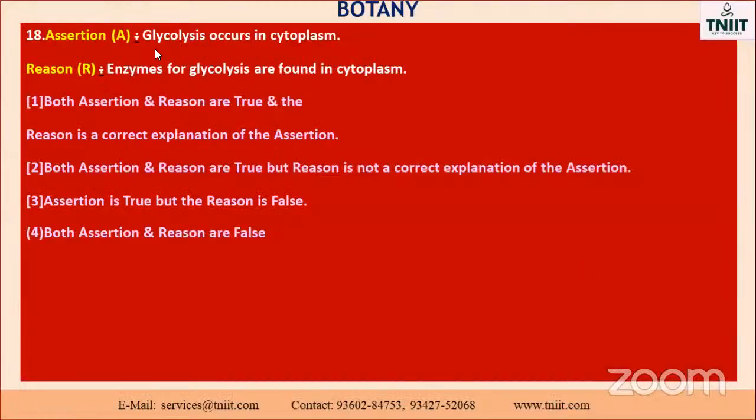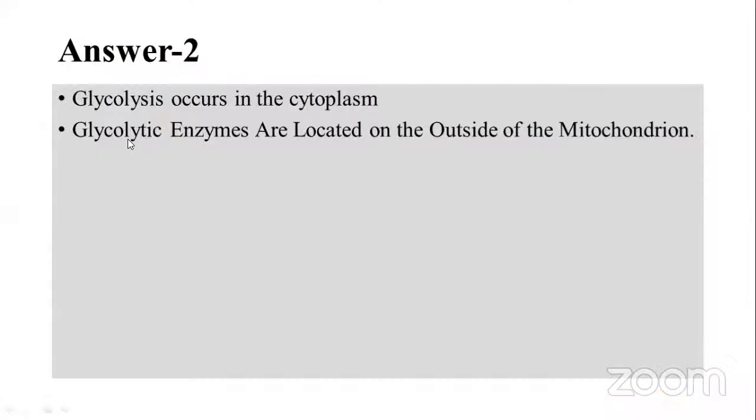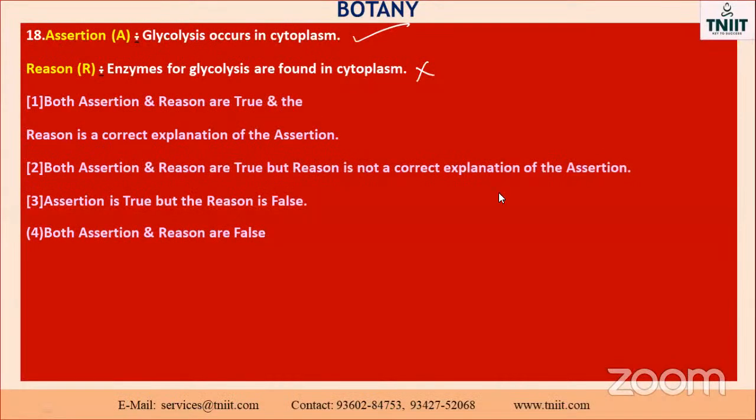Okay, this one. Glycolysis occurs in the cytoplasm. We just saw it, so yes, it is a correct one. If glycolysis occurs in the cytoplasm only, it is correct. The enzymes for glycolysis are found in the cytoplasm. It is not a correct answer because the enzymes of glycolysis are found in the inner region? See, the glycolysis enzymes are located outside of the mitochondria. Mitochondria, note it down, my dear students.